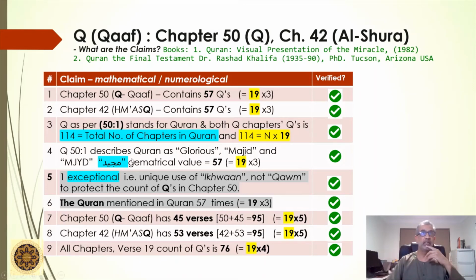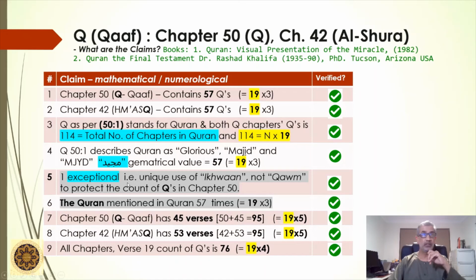Now, the word Majid, which is referred to in the first verse of chapter 50, where the Qaaf concept starts, calls the Quran glorious, and the word is Majid. The claim was that the word Majid had a grammatical value of 57. It did, so we verified that as well.